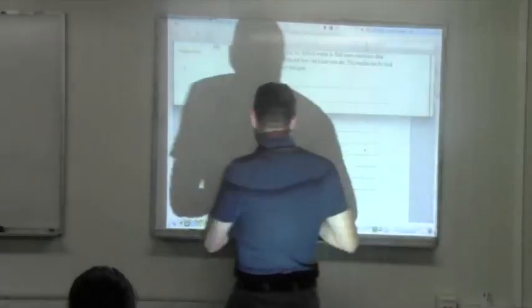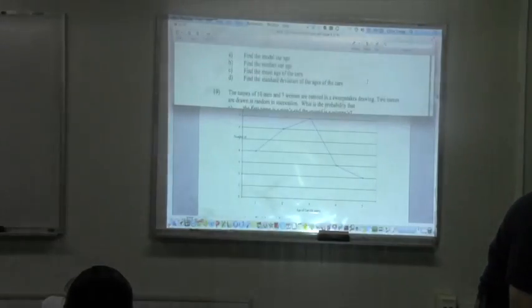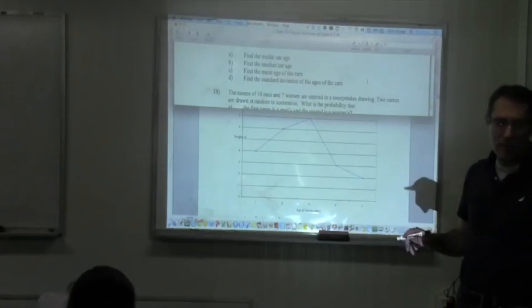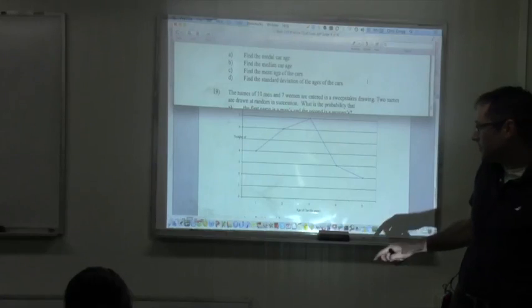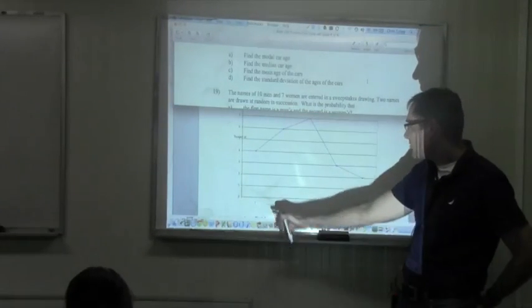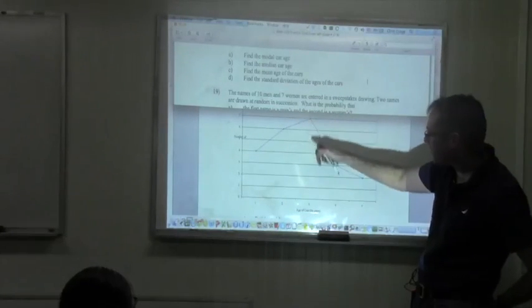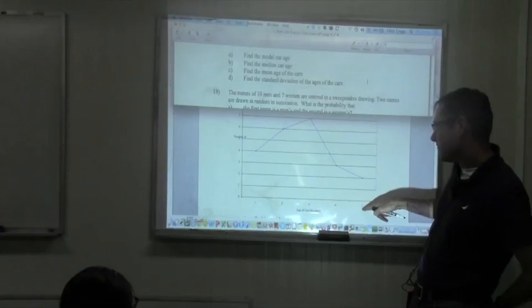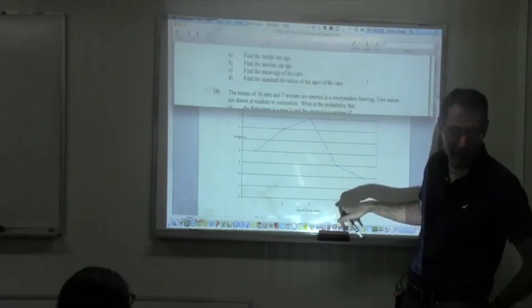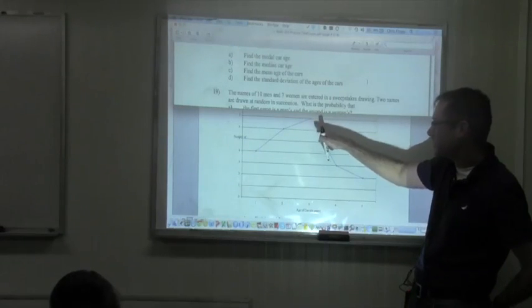So what are the questions here? Find the modal car age. The mode is the one with the most. Well, that's easy, because there are 4 cars that are 1, 6 cars that are 2, 7 that are 3, 3 that are 4, and 2 that are 5. So what's the modal age? It's got to be 3, because the most cars are 3 years old.